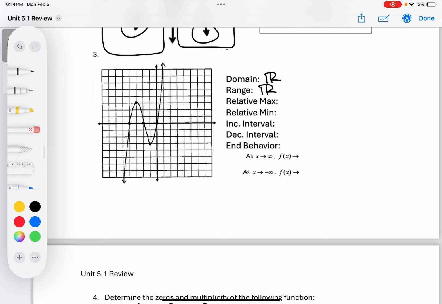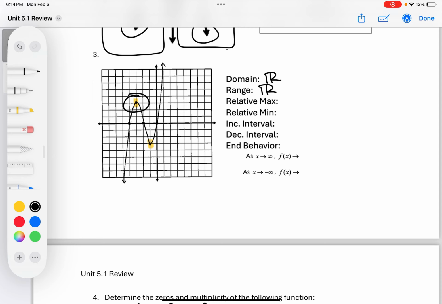Okay, now I'm looking at relative max, relative min. So remember, our relative max is anywhere this graph curves upward. And I'm actually going to mark that like that. So anywhere right here and right here, these are both relative max and mins. So the max is the highest point in that area. So this one would be my max.